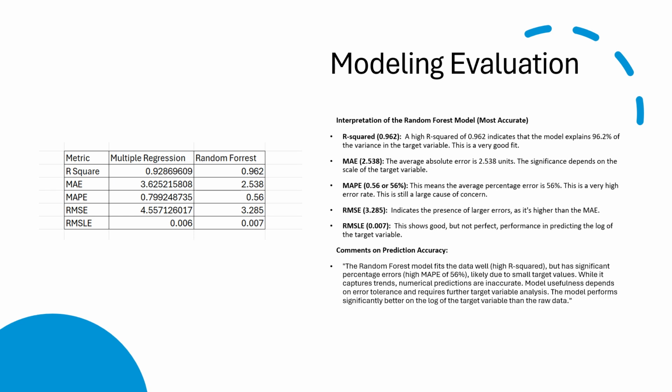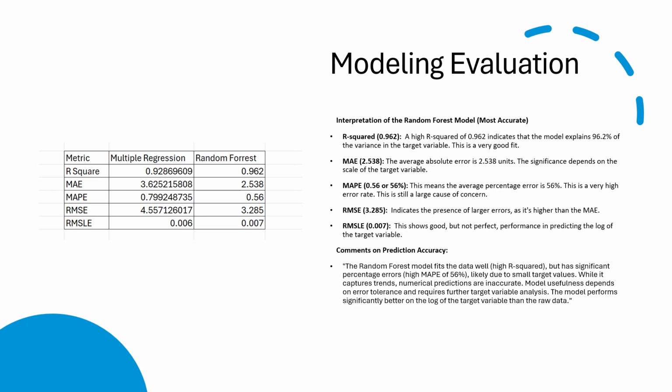As you can see, I have both the models and their various metrics comparison posted here on the left hand side, and you can see that the random forest in almost all metrics performs better compared to multiple regression. So what I will conclude is that the random forest model fits this particular data very well, because I have quite a high R square value, 0.962, indicating that almost 96.2% of the variance is explained for the target variable using random forest.